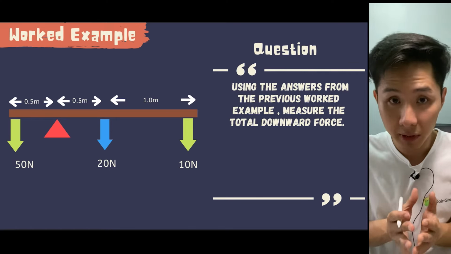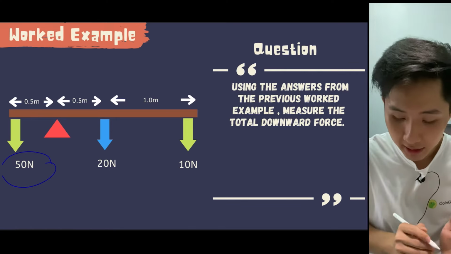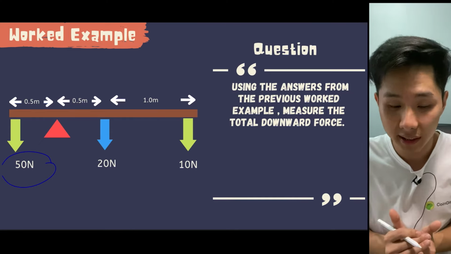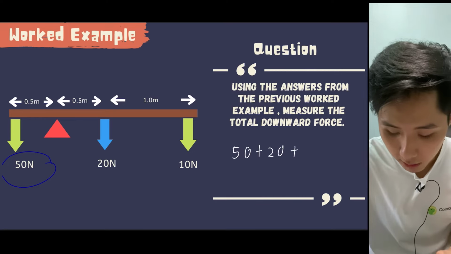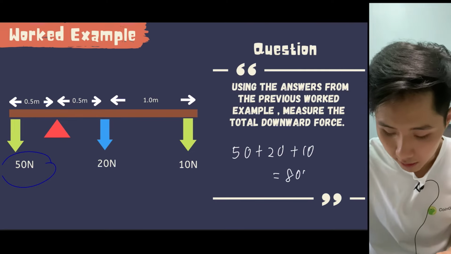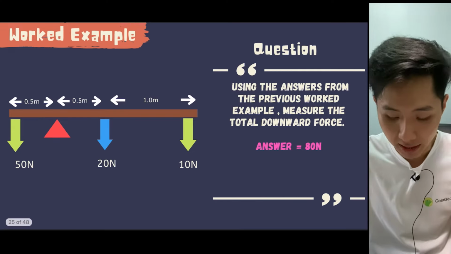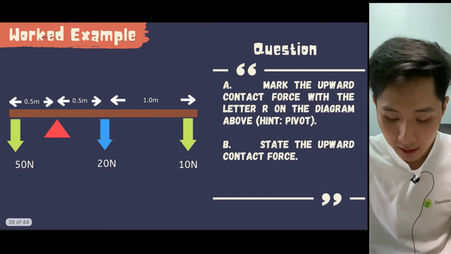Using the answers from the previous question, which is this one, measure the total downward force. So we can just add them up. 50 plus 20 plus 10, we're going to have 80 Newton. That's it. The answer is 80 Newton.